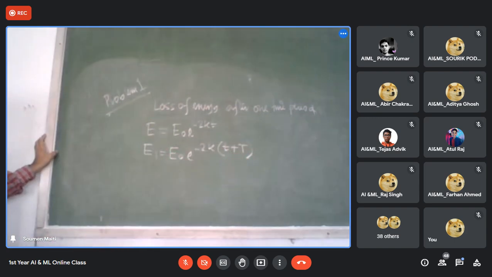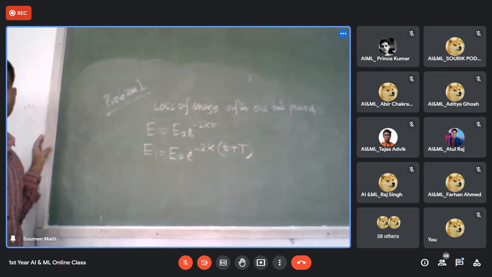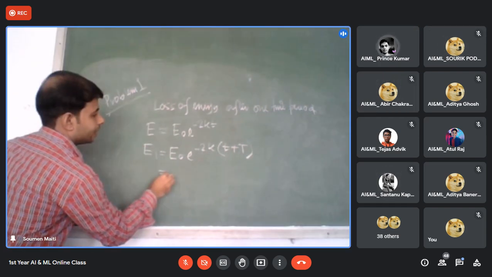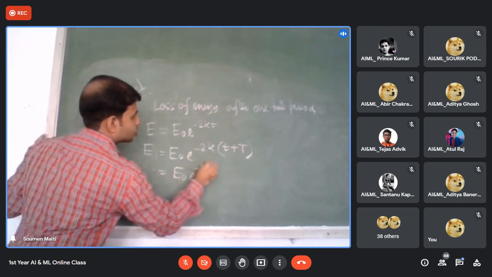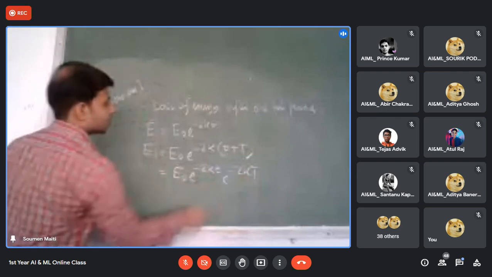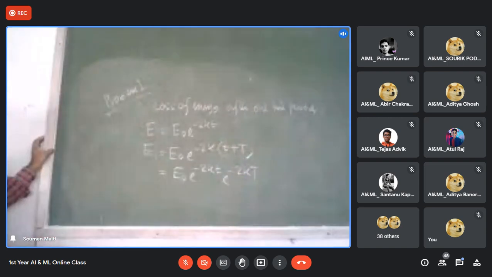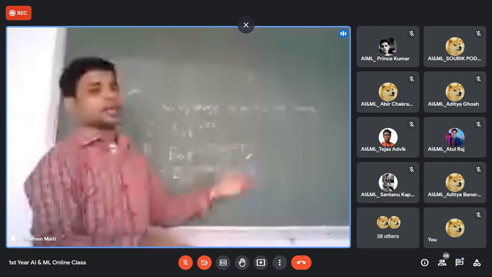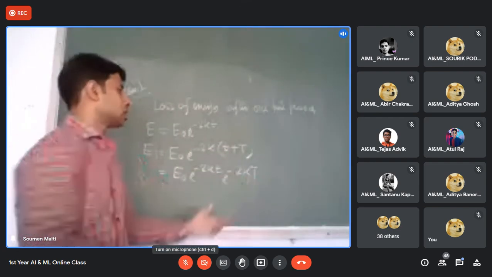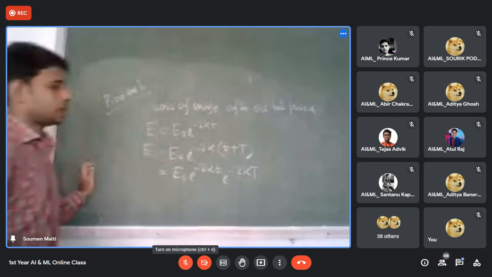Yes or no? What does capital T represent here? Let's write: E1 is E naught e to the power minus 2kt into e to the power minus 2kT. One small t, one capital T. This is for the time period. Both have a minus sign, obviously. Is it clear?